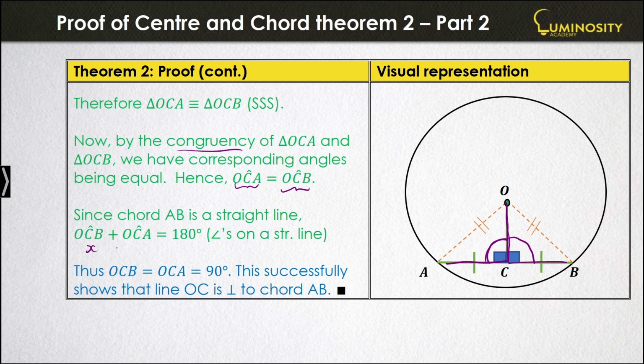So two angles that are equal must add up to 180 degrees. If we let these angles be x, then we have 2x equals 180 degrees. Then dividing both sides by 2, we get x equals 90 degrees. So each of these angles must be 90 degrees. So we've successfully shown that the line OC is in fact perpendicular to the chord AB. Okay, so that's how we would prove this theorem, the converse of the perpendicular line bisects the chord. This theorem would be that a line drawn from the center to a midpoint of a chord actually is perpendicular to the chord.